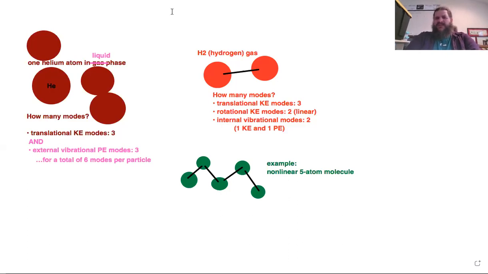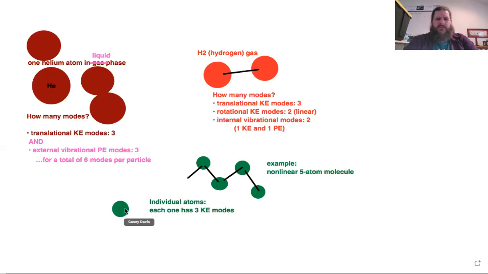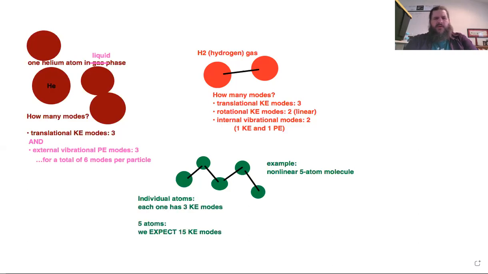First of all, if we just treat the atoms individually, how many modes would you expect each individual atom to have? If you ignore the bonds and just look at one atom in isolation, how many kinetic energy modes would you expect that to have? Yeah, each one is expected to have 3 kinetic energy modes. So if we've got 5 atoms, we should expect 15 kinetic energy modes for the whole molecule. So that's how many we should expect based on the behavior of the individual atoms.